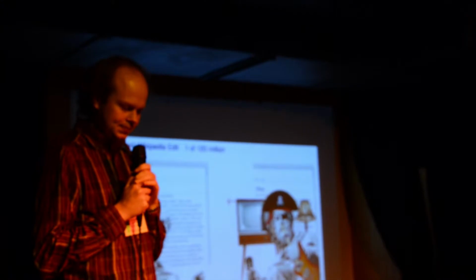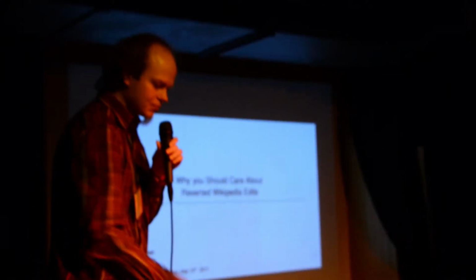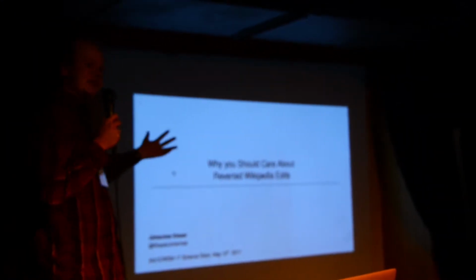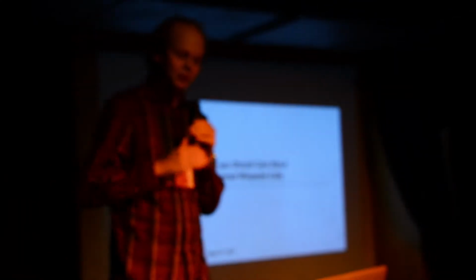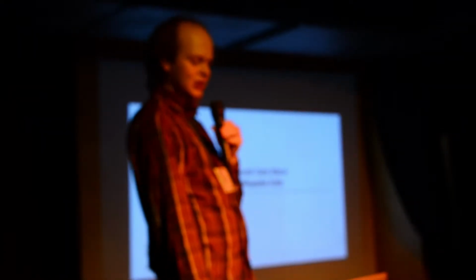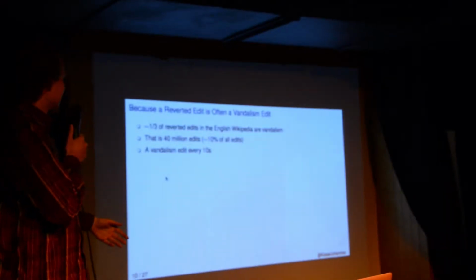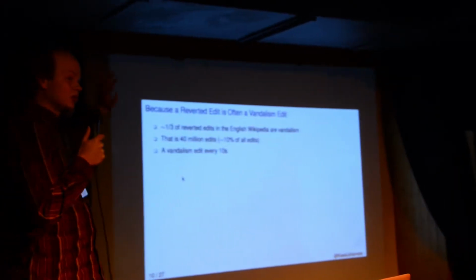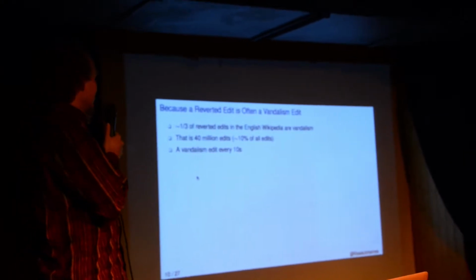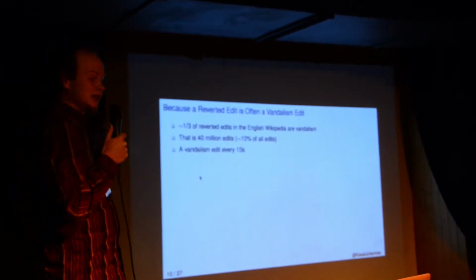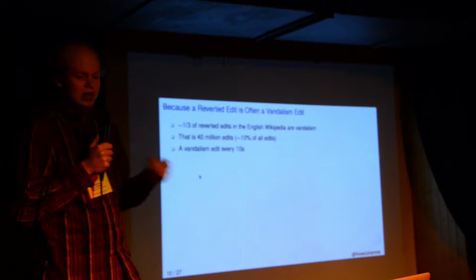And to make my title a bit catchier, this is something that's perhaps interesting for you, and it certainly was for me. It tells me a bit of why we should care about reverted Wikipedia edits, because they are a good signal to actually identify vandalism on Wikipedia. And we found out in our research that about a third of these reverted edits are really due to vandalism, and that makes a lot of vandalism on Wikipedia.